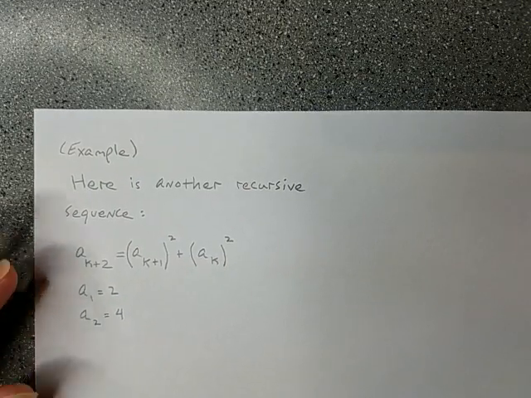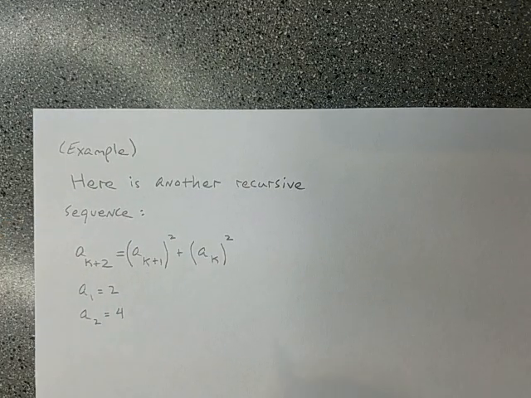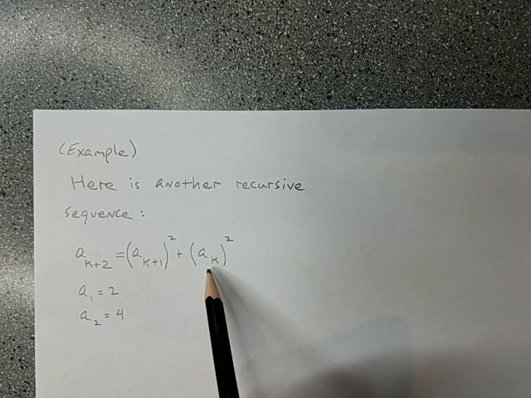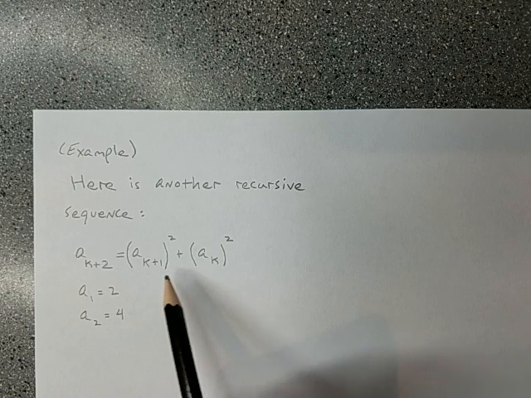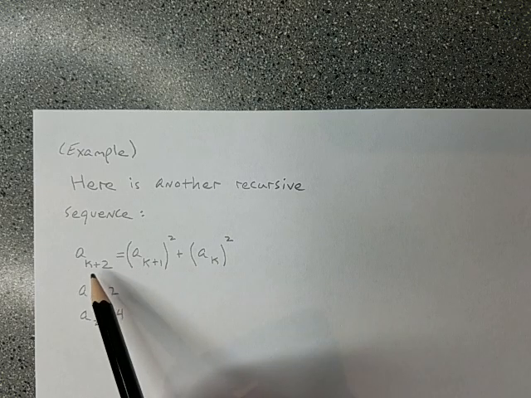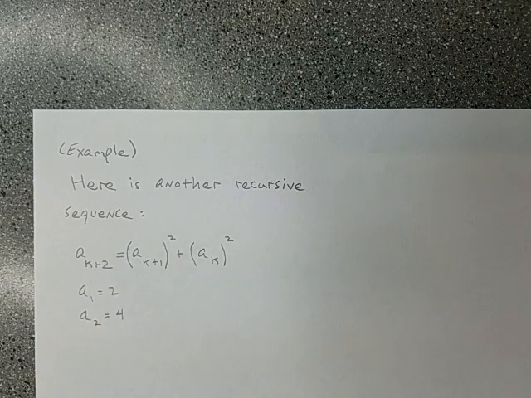So let's see. Here's another recursive sequence. Now, for the subscript there, we can use n, or we can use k, or we could use any letter of the alphabet. I guess n and k are the most common. So here I decided for the subscript for the terms, I'll let it be k. It doesn't really matter.